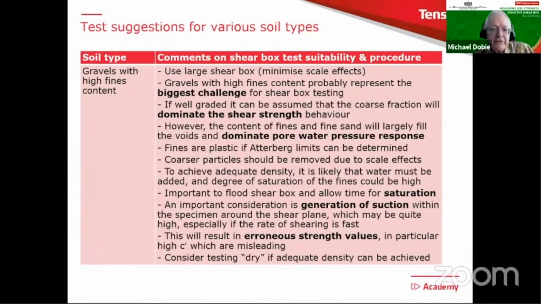Gravels with high fines content. Now these really represent some of the most difficult soils to test. The reason is that the coarse fraction will probably dominate the shear strength behavior, but the fines and the fine sand will probably fill up the voids and then dominate the pore water pressure response. And this is difficult. So we really do need to saturate.